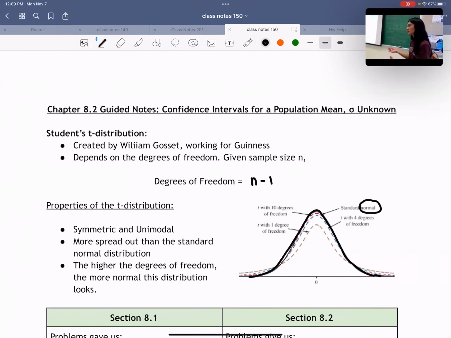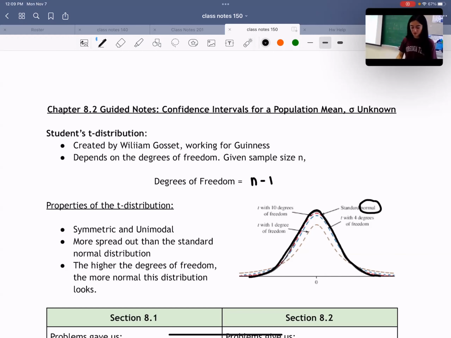I have some properties of this new distribution called the t distribution. It's symmetric, right? If you cut it in half, it would be the same on both sides. It's unimodal, so it has one mode or one peak. It's more spread out than the normal distribution. You can see that it's shorter. And as you increase the degrees of freedom, the more normal it looks.